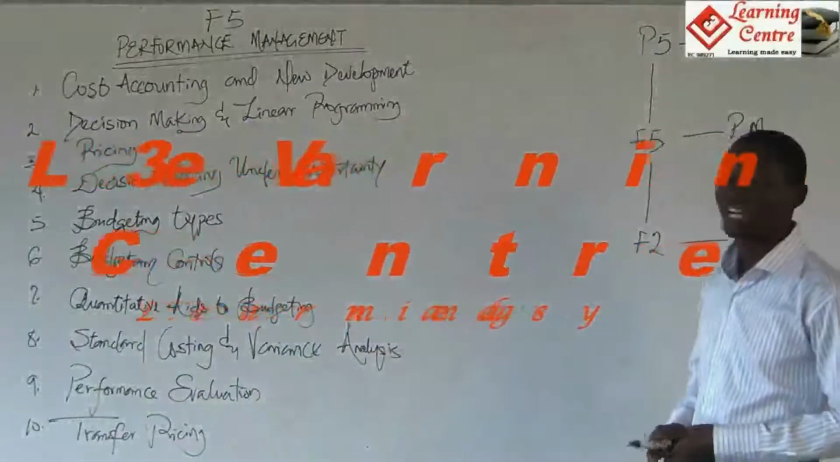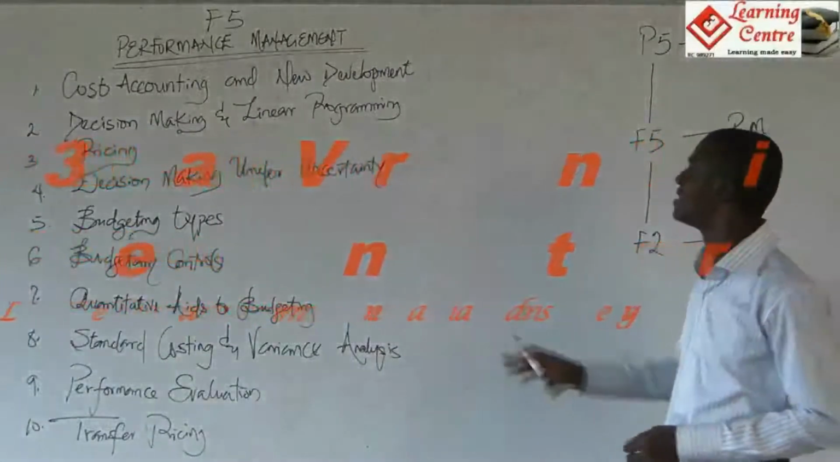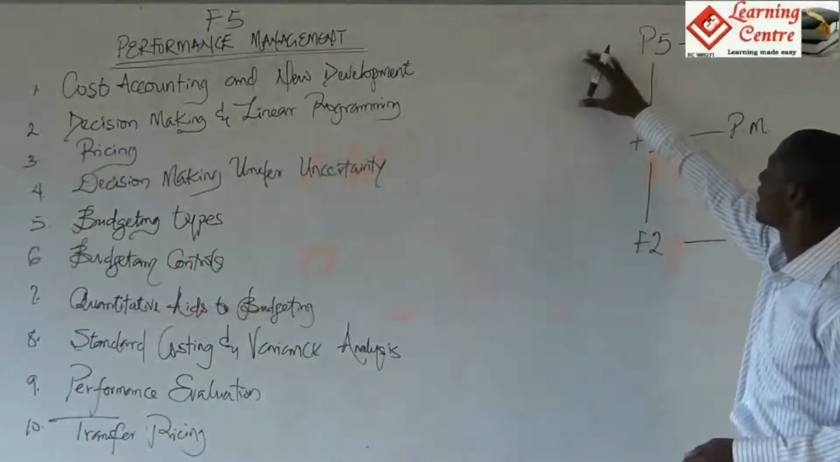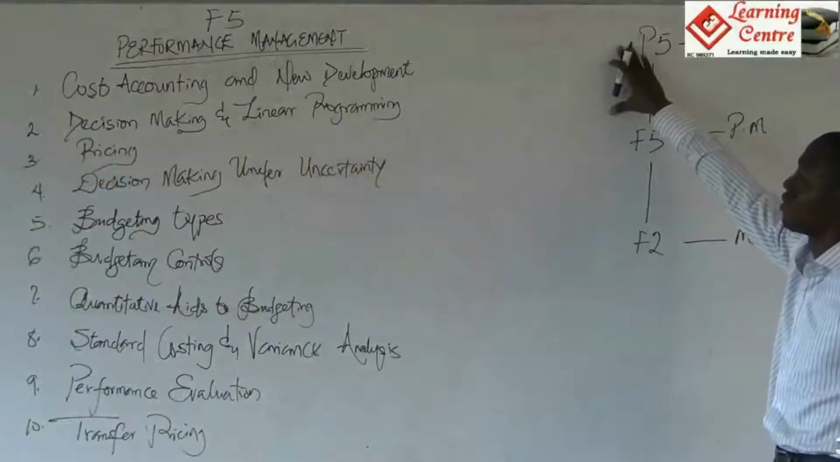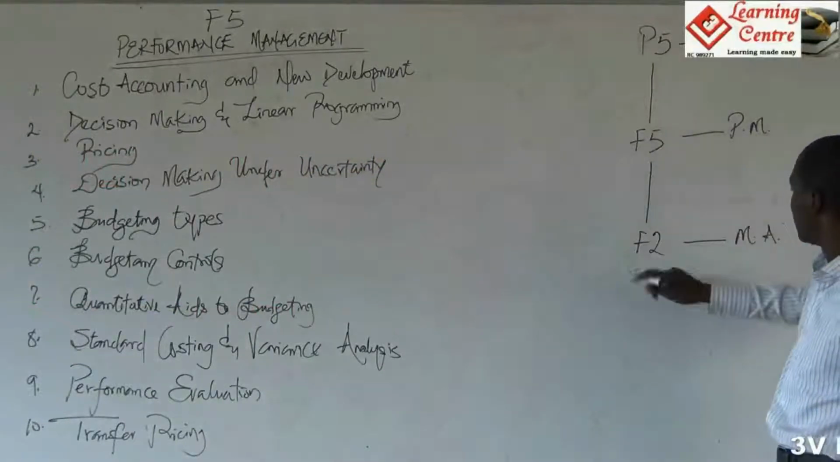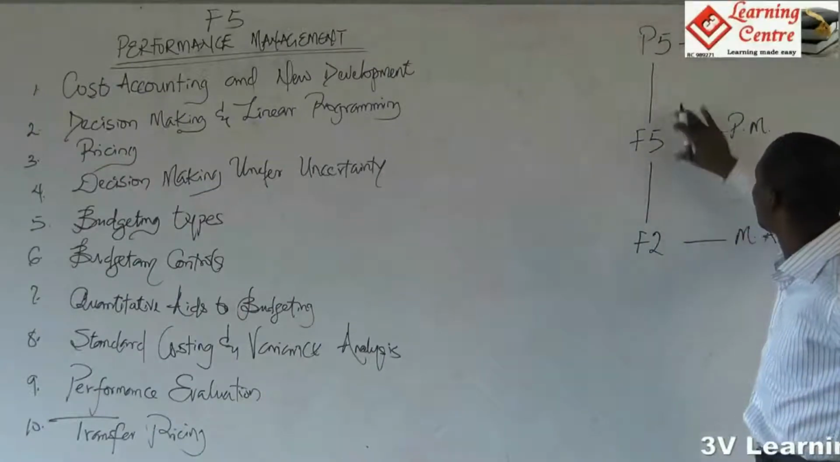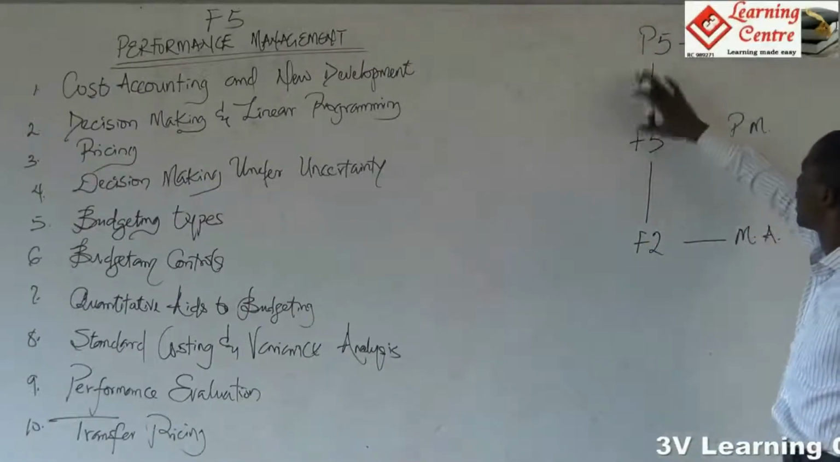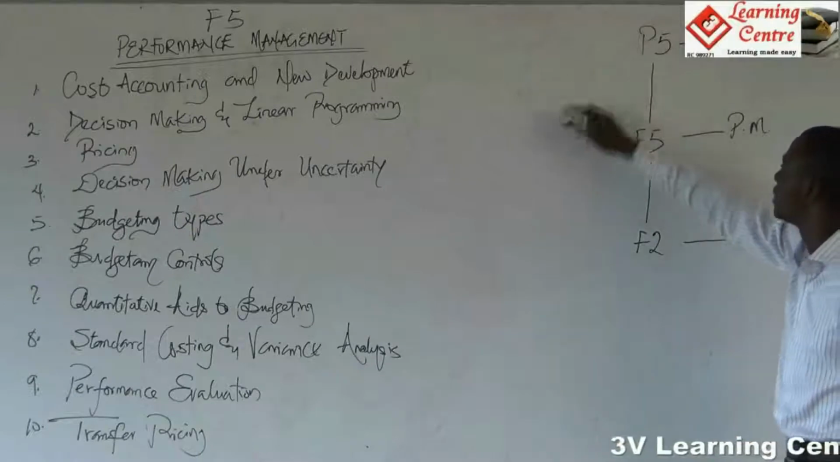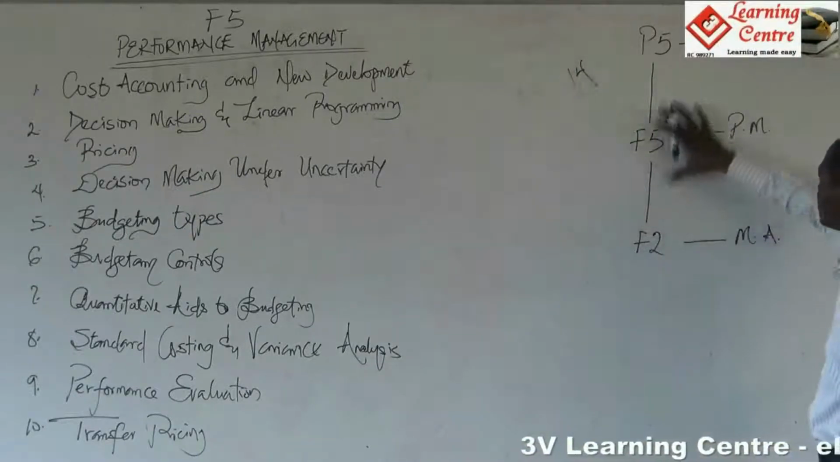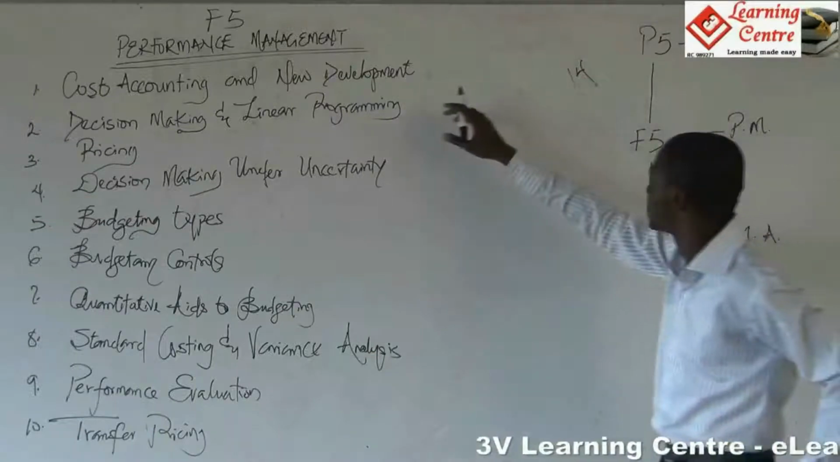Now in F5, which is Performance Management, before we go into the outline of the topics, we'll be taking you through the ladder for ACCA. Now we have F2, F5 and P5. There are other courses in ACCA, about 14 of them, which you have to do. But as related to performance management, we have F2.